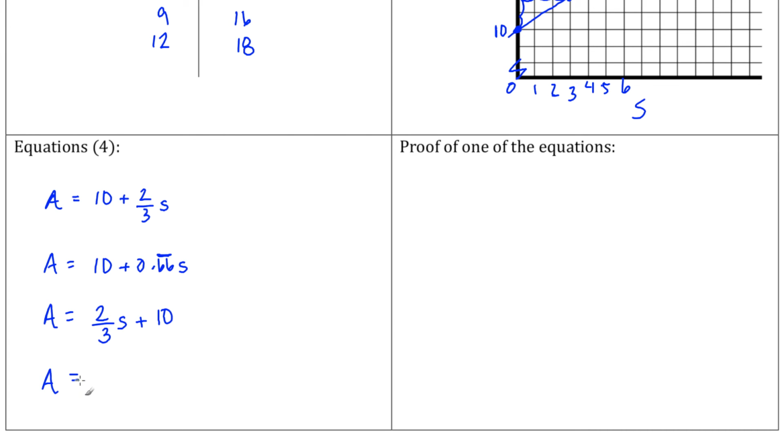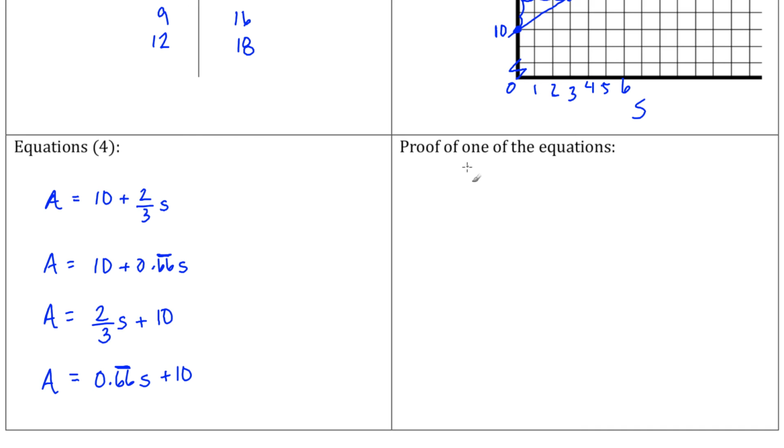And we can rewrite that as: the altitude of the drone was 0.66 feet times the number of seconds plus the initial 10 feet it was up in the air. So it's about 66 hundredths of a foot for every second it was up in the air, plus the initial 10 feet it was already up in the air.